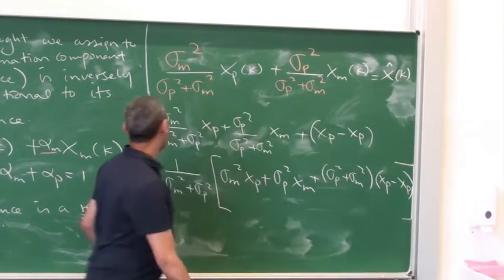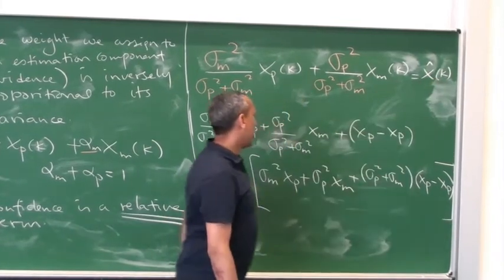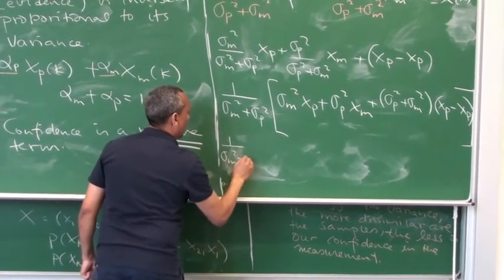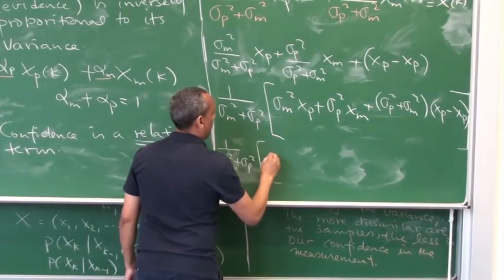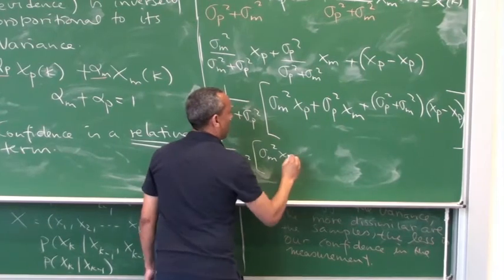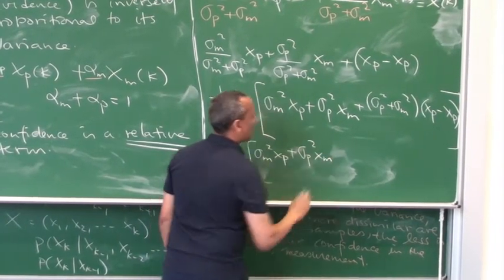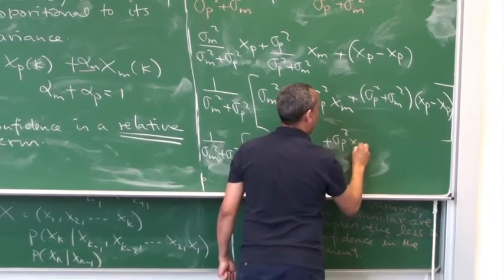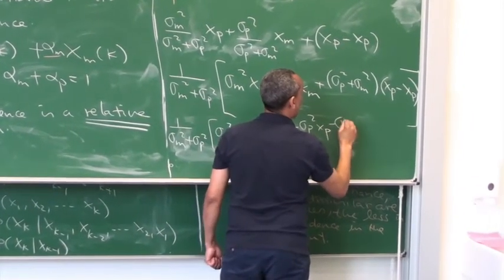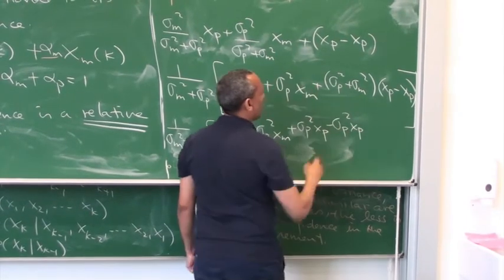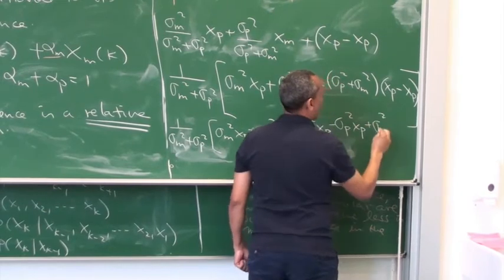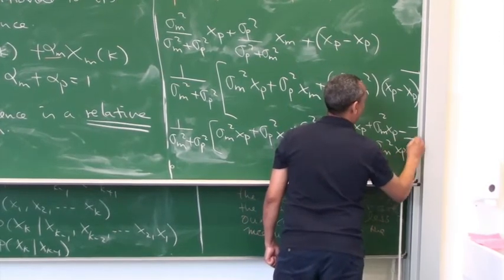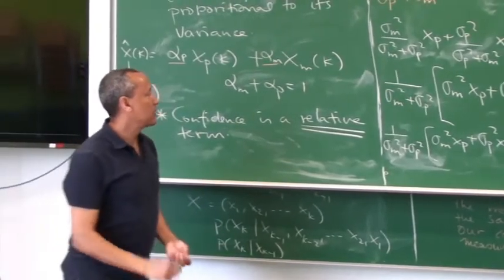So this is the best estimation x hat of k. So we can distribute this one. So this is sigma m squared plus sigma p squared, times sigma m squared xp plus sigma p squared xm. So for this one, sigma p squared xp, for this one, minus sigma p squared xp. For this one, sigma m squared xp minus sigma m squared xp. Now we have six terms.